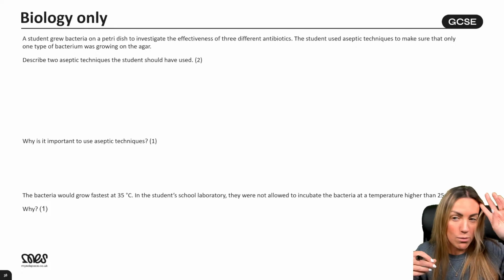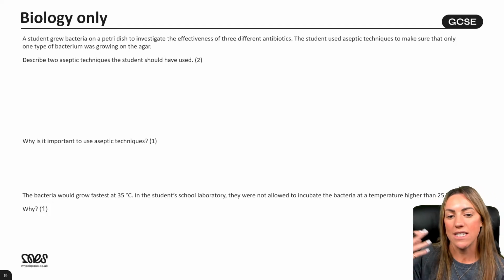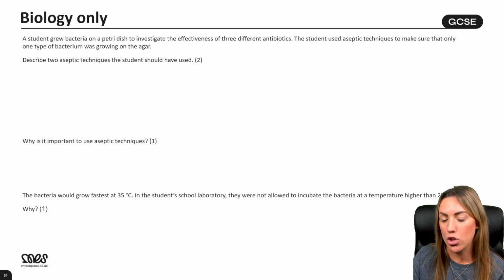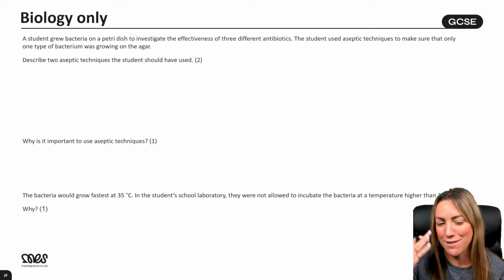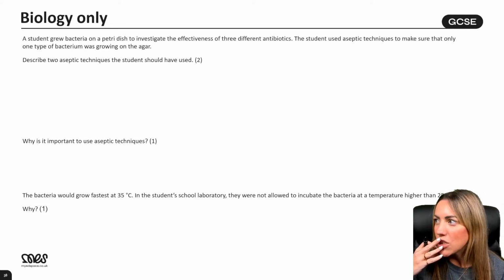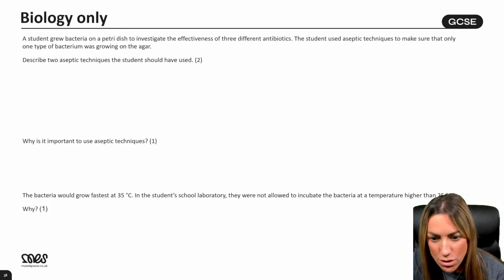This is the last question we're going to do. A student grew bacteria on a Petri dish. This is aseptic techniques, culturing microorganisms. This is foundation and higher, triple. The student used aseptic techniques to make sure only one type of bacterium was growing on the agar in the Petri dish. Describe 2 aseptic techniques the student should have used.